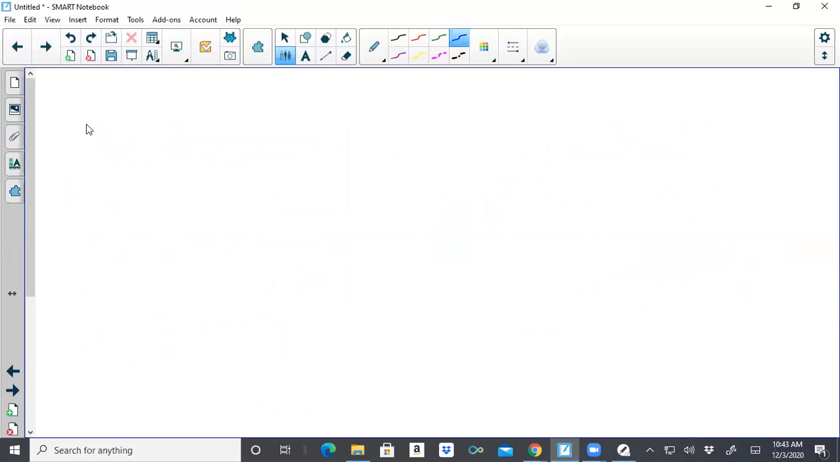Amplitude is the height from the x-axis to a maximum, or the height from the x-axis to a minimum. So if I'm going to draw this for you, a sine curve is going to look something like this.